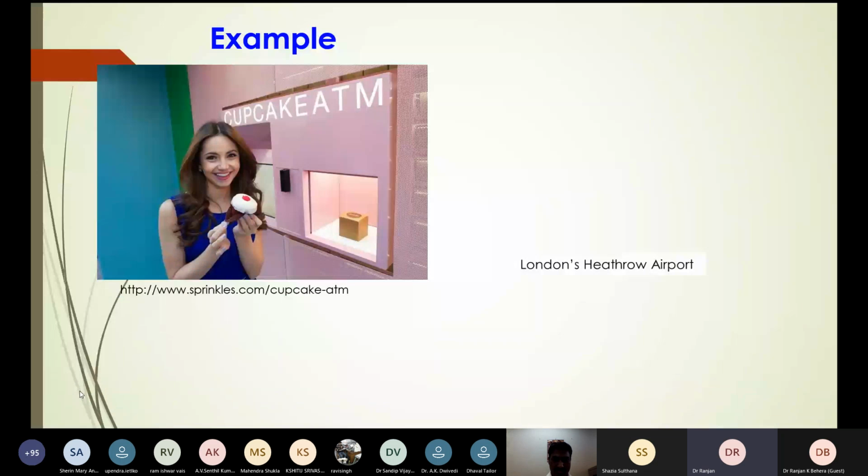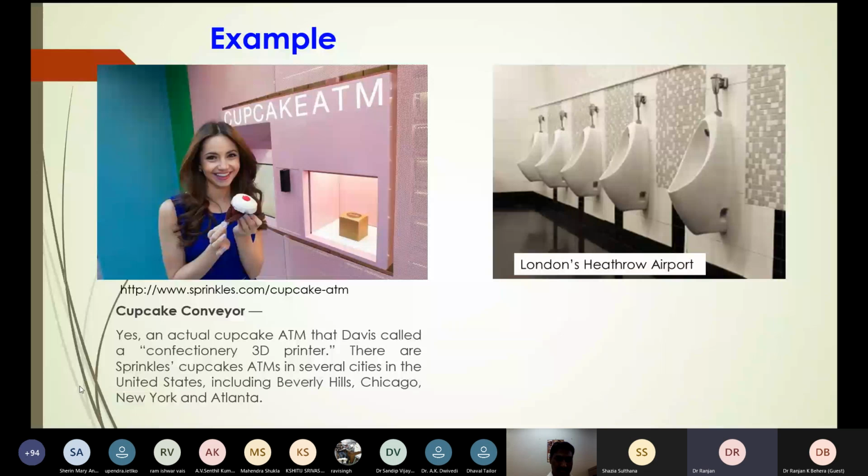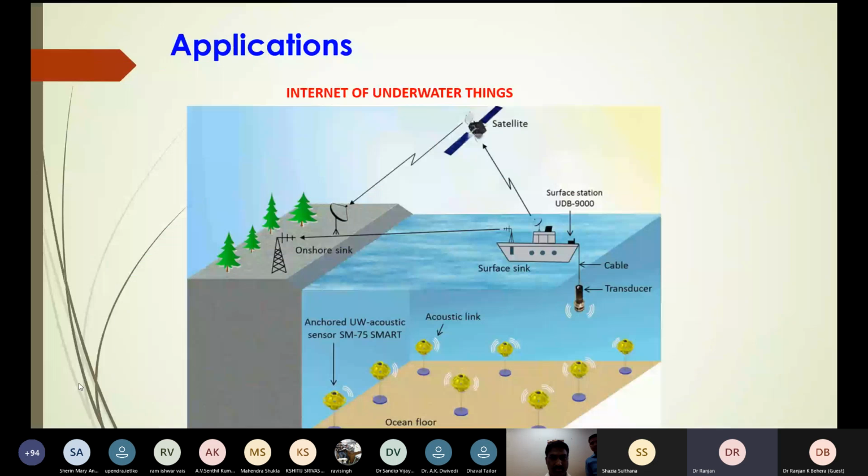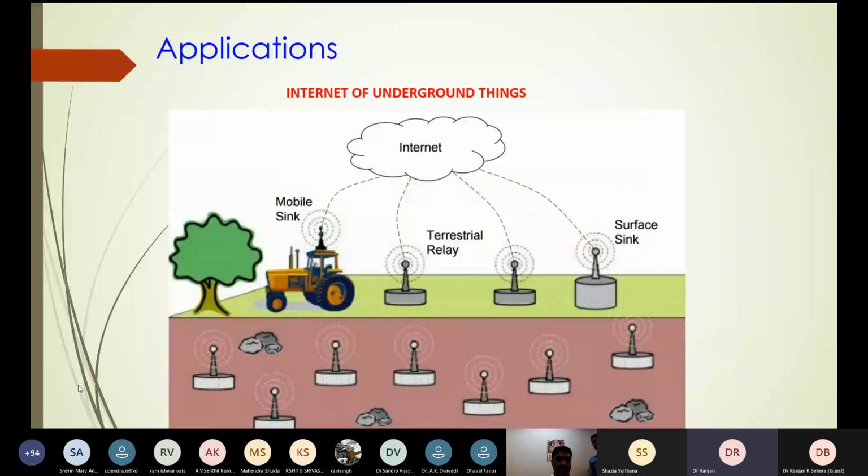Okay, so these are the few applications. There are many applications also. If you see Copcape, London Heathrow Airport, it will inform the maintenance crew if there is any problem. And nowadays in the underwater actuating system also, underwater things also. And then Internet of underground things also, like mining, detection, everything you can do.